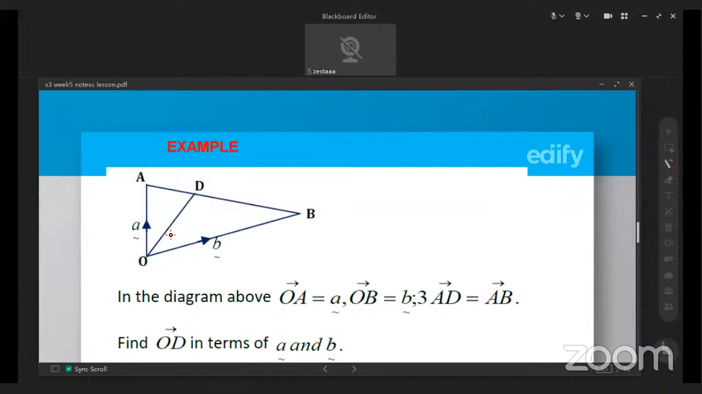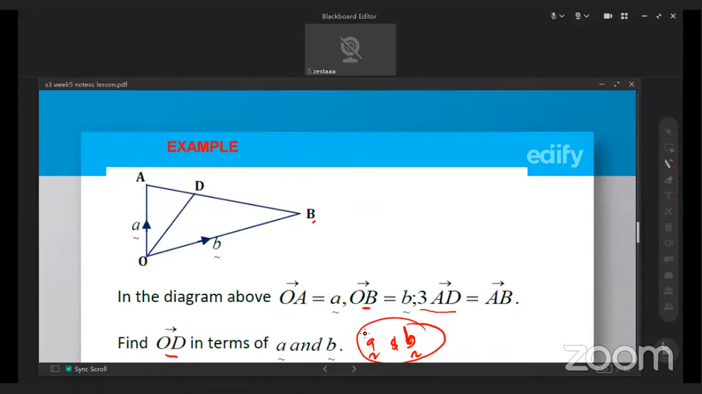Okay. So we are saying in this diagram above, we have OA, from O to A, is vector A, and also from O to B, this one is the vector B. And we are also saying 3AD is equal to AB. Look at it. And we've been told to get the vector OD in terms of vector A and vector B.